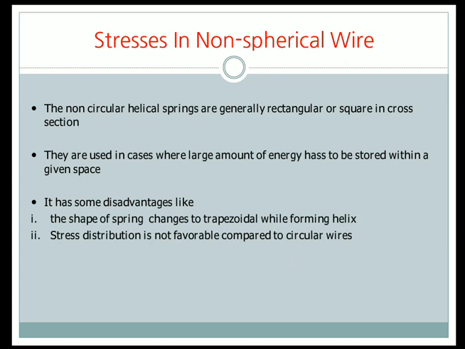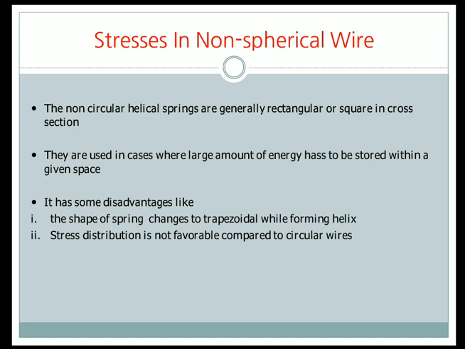Non-circular helical springs are generally rectangular or square in cross section. They are usually manufactured from square wire or rectangular wire. They are used in cases where a large amount of energy has to be stored. In applications where a large amount of energy has to be stored, this type of non-circular wire is used. It has some disadvantages also.